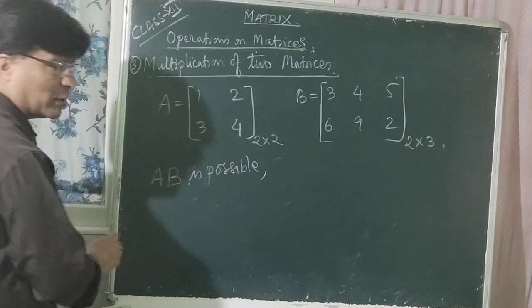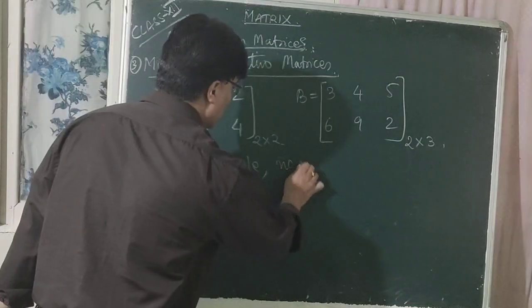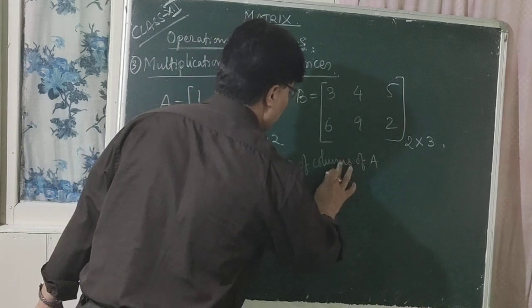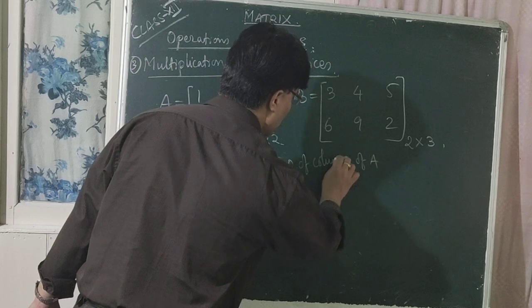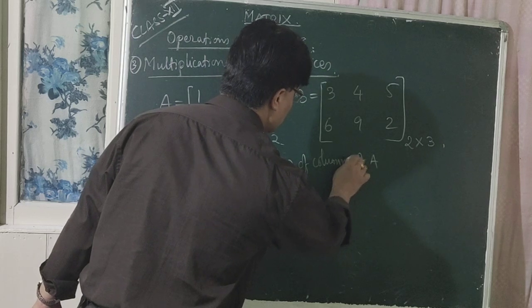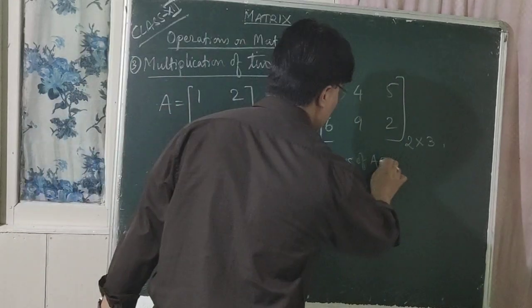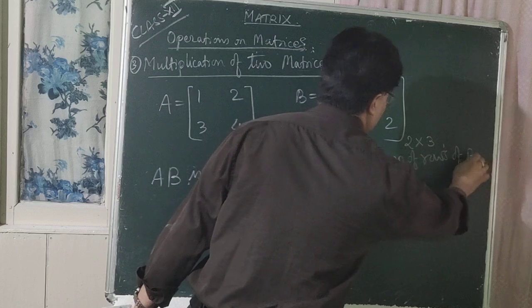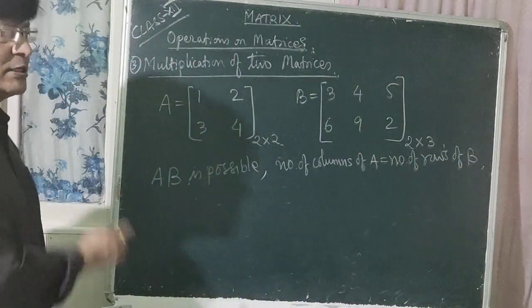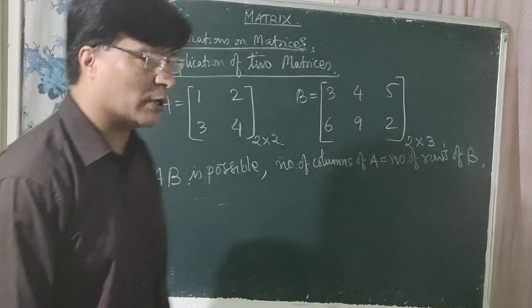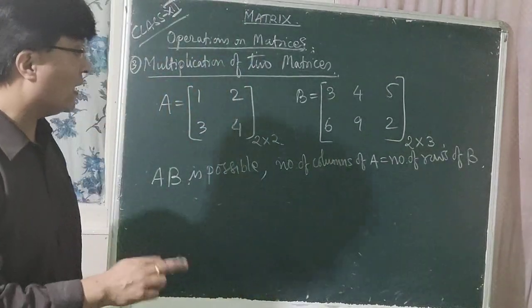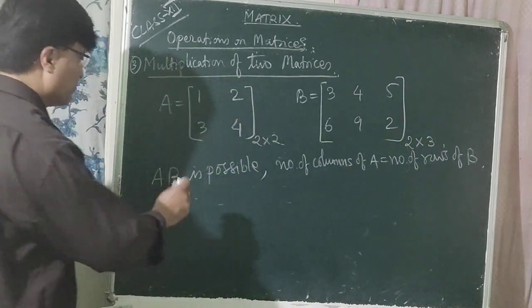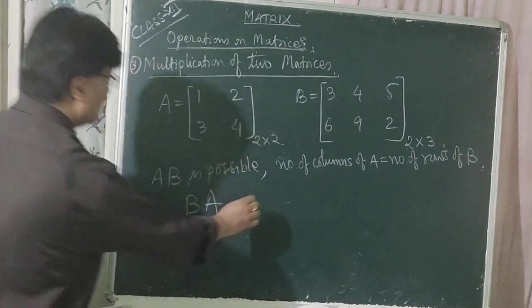So how is it possible? Because number of columns of A is equal to number of rows of B. Matrix multiplication AB is possible if number of columns of A is equal to number of rows of B. Okay. So now, is BA possible?